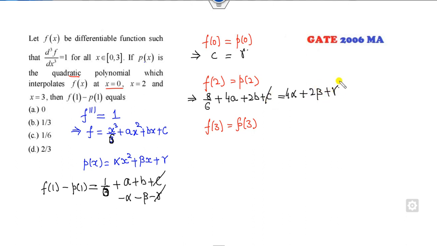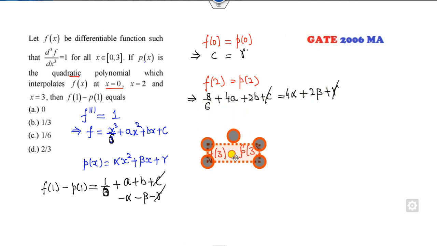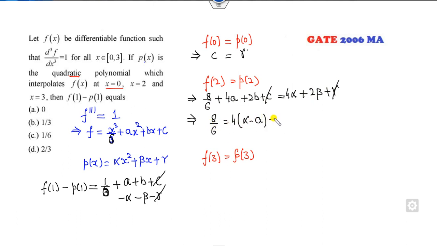So alpha and c are cancelled out. Fine. Now I can write this pair as 8 over 6, which is 4 times alpha minus a plus 2 times beta minus b. Now similarly here, it's 27 over 6 plus 9a plus 9b. Again c and gamma will be cancelled out.